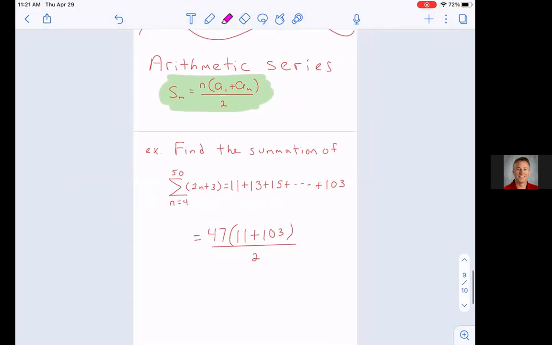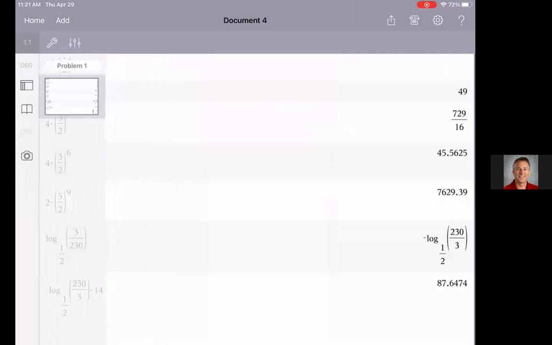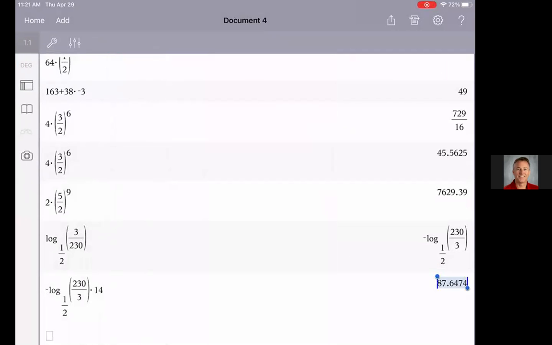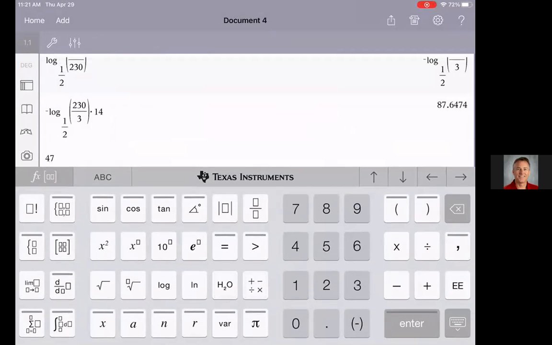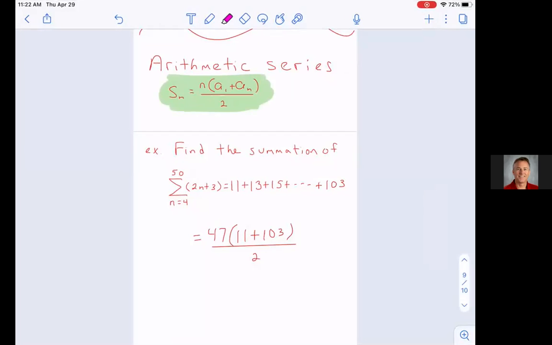So now I'm just going to plug that into my calculator. So 47 times 11 plus 103, divided by 2. Now I can do a couple things. If I'm going to make that as a fraction, I have to divide the whole thing by 2. Or if you're using a different kind of calculator, remember you have to put the whole top, or numerator, in parentheses. But I get 2,679. That is our answer.